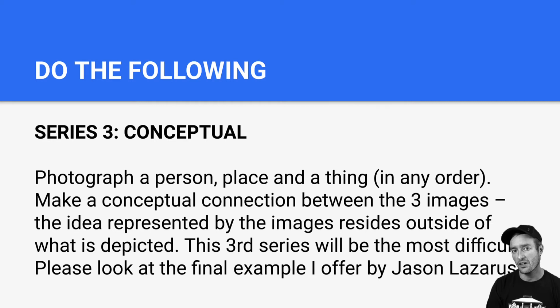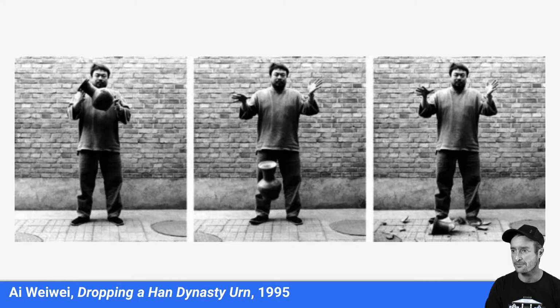Now the third one's going to be the hardest, and so I really want you to just be open and experiment with this one as much as possible. Again, person, place, or thing, but this one I want you to make a conceptual connection between the three images. The idea that's represented by the images resides more dominantly outside of what's actually depicted. So this third series will be the most difficult, like I said. Please look at the final example. I'm giving you two examples of this just to get your head wrapped around what conceptual means.